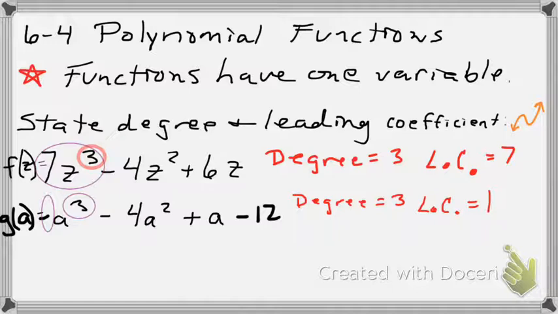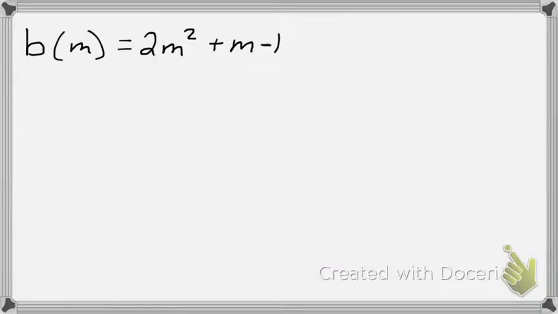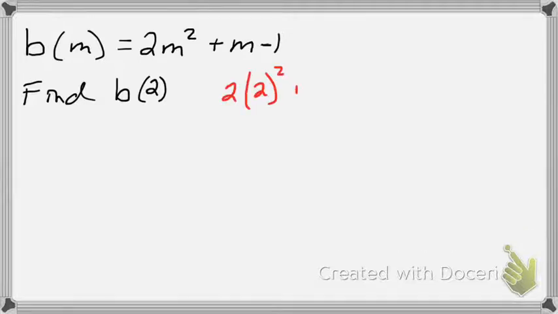Next skill we have to be able to do is take a function and find a specific value. We've already done this year, but we need to review it. So to find b of 2, we would simply substitute the 2 in where we see an m. So to find b of 2, we would say 2 times 2 squared plus 2 minus 1.